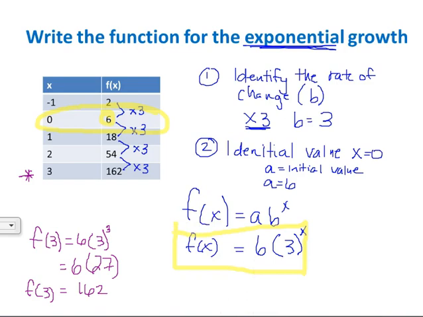You only need to identify two things and understand what each variable represents in the exponential function formula, a times b to the x. And that's why we reviewed this earlier in the recording. A is always our initial value, b is the amount that we are increasing each time, and x stays x. I'm going to go into the next slide where we're going to practice another one.